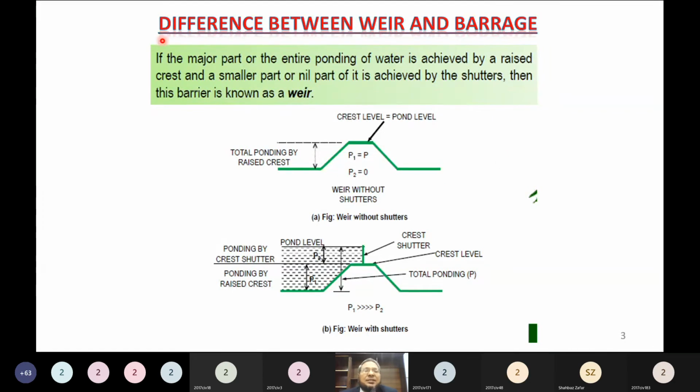So the same is mentioned here. If the major part or the entire ponding of water is achieved by a raised crest like this or this, and a smaller part or nil part is achieved by the gates or the shutters, then the barrier is known as a weir.